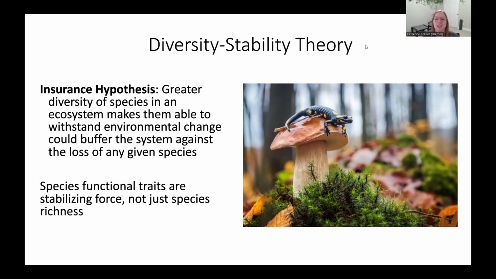That leads us to the insurance hypothesis. The insurance hypothesis states that the greater diversity you have of a species, the more stable that your ecosystem will be, and the more able it will be to withstand change without collapsing. So the greater the number of species is like a buffer against loss of species.